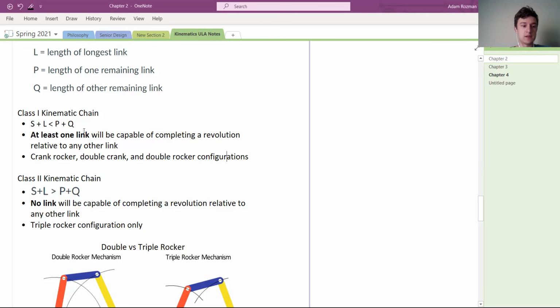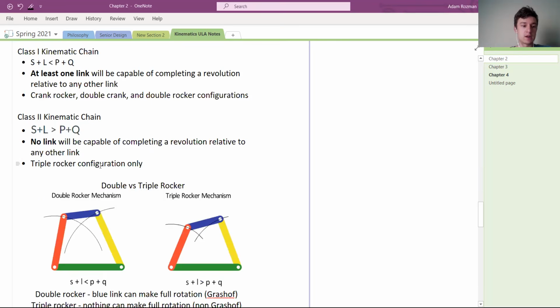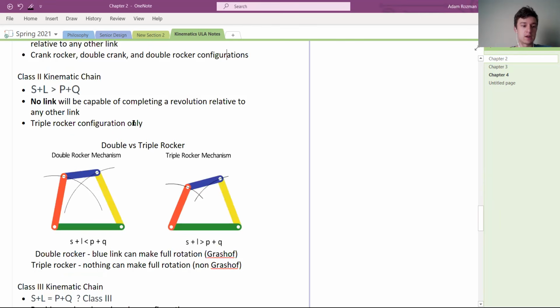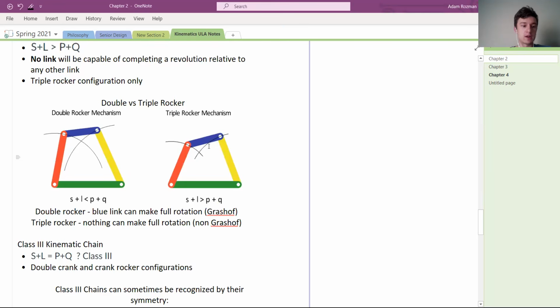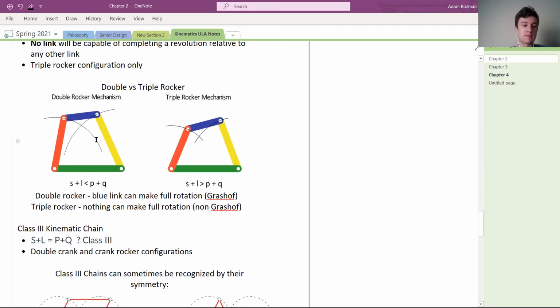Class 2 basically means non-Grashof, so nothing can make a complete revolution, and they'll only be triple rockers. When I was taking the class, some people had a little hard time understanding the difference between double rocker and triple rocker because they kind of look the same. You just really have to look at the motion. In the double rocker, in the extreme position, this blue link will basically be making a full 360 degrees between the different toggle positions. And in the triple rocker, between the toggle positions, it won't be able to make a full 360 degree rotation.